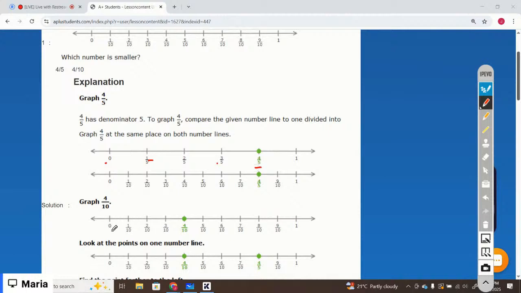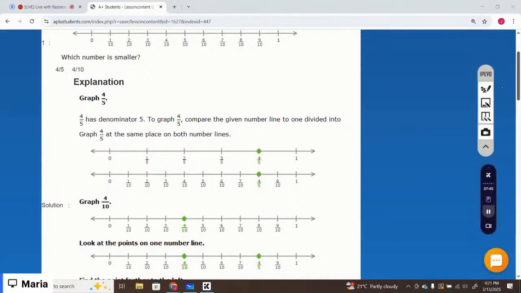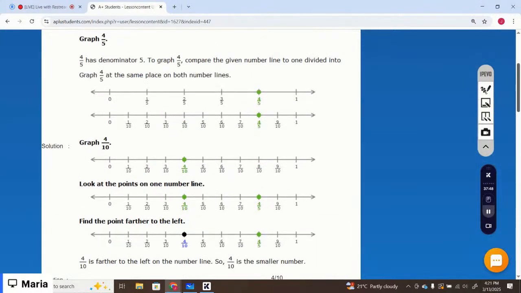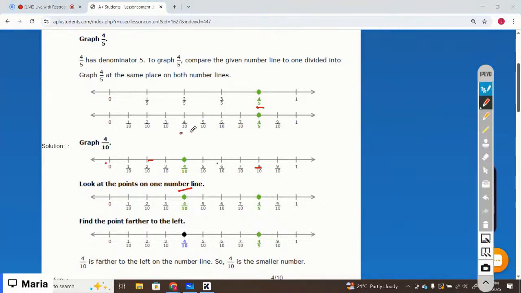Then 4/10 means you have a number line that has 10 segments and the fourth one represents 4/10, right? Now if you look at both the number lines, here you have 4/5 and here you have 4/10, right? 4/5 is near to 1, but 4/10 is far from 1. So that's why 4/5 is greater than 4/10.